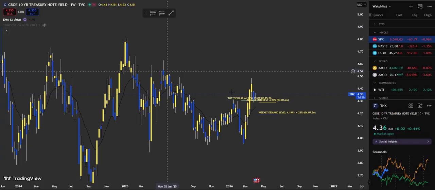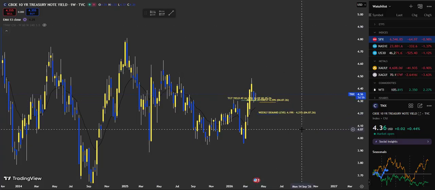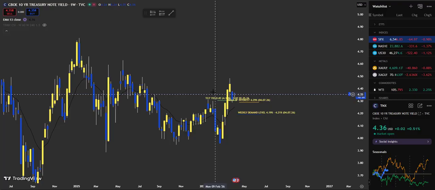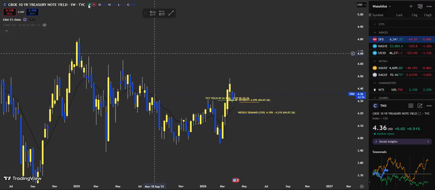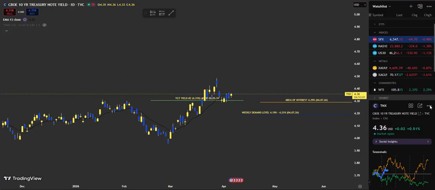Let me move out to the weekly to see if I put anything in there. No. So yeah, I'd expect the yields to fall temporarily before rising again at some point in the near future.